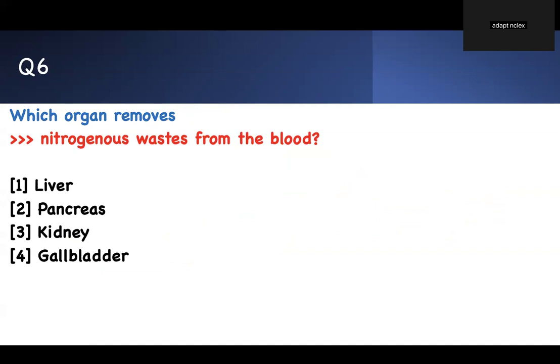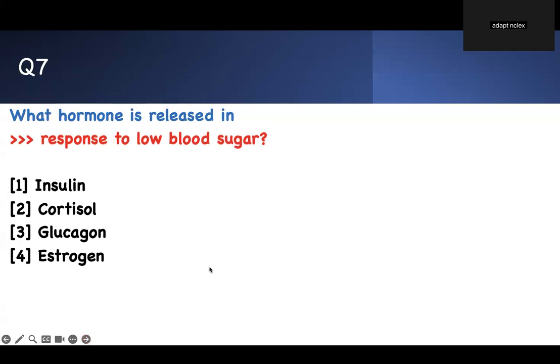Which organ removes nitrogen waste from the body, from the blood? You know, nitrogen waste is urine, right? Therefore, we get rid of nitrogen waste through urine. Which of these do you pee through? Liver, you don't. Pancreas, you don't. Gallbladder, you don't. The one that urine comes from is the kidney. Content answers questions in an easy way.